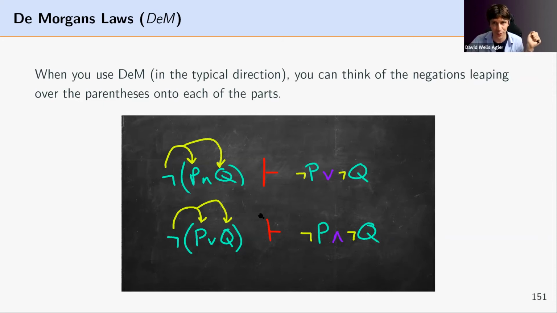This is a helpful way of thinking about it, or visual metaphor if you're more visually inclined, and you think, okay, I'm going to use this rule. You said it's important. It's bound to come up in various proofs. You can think about the negation leaping over the parentheses and applying to each of the two parts, and then it changes the sign from either a conjunction to a disjunction or a disjunction to a conjunction.